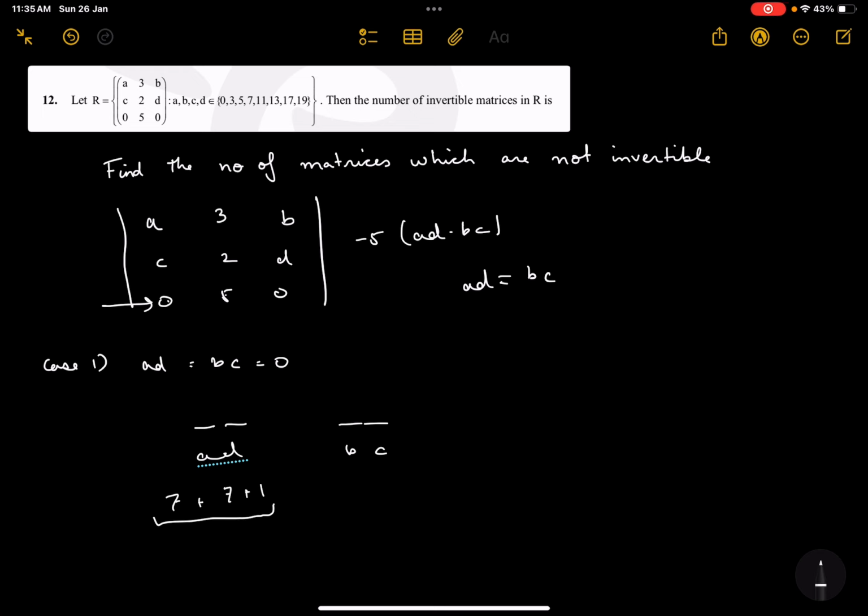So these are all the possible combinations of digits from our set which I can put as A and D, so that the product AD is 0. So this is 15, so there are 15 different ways for this, and similarly there would be 15 different ways for this because there's no difference. So the total ways for AD equals BC equals 0 is 225 different arrangements.